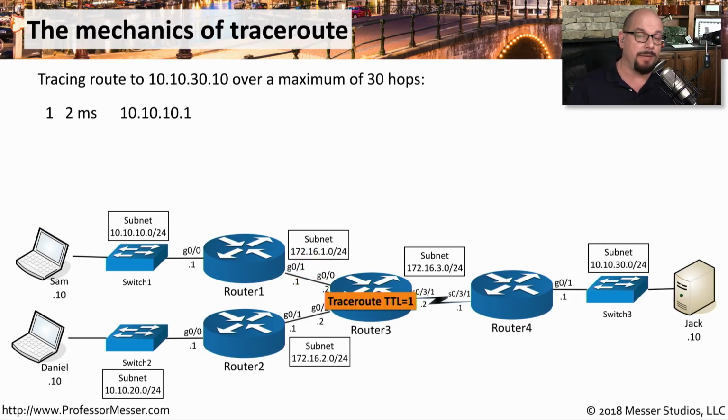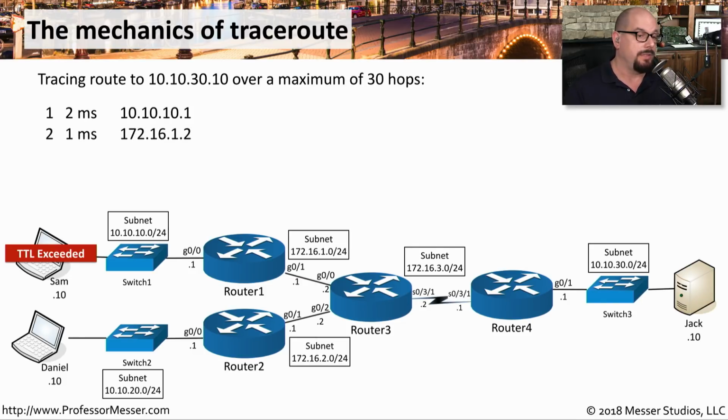This router will see time to live equal to 1, subtract 1, and see that the time to live has been exceeded. And that message will be sent back to Sam, informing Sam that the time to live was exceeded. Sam notes that this came from 172.16.1.2, so that must be the next router along the way.